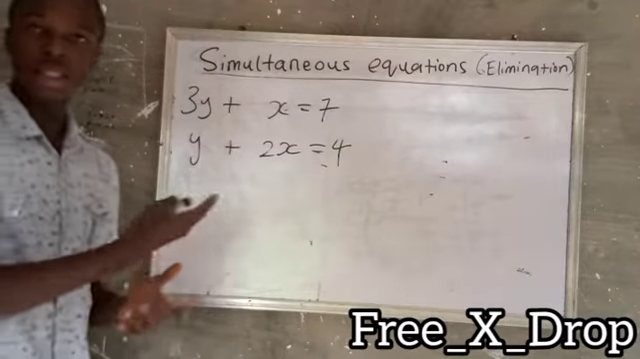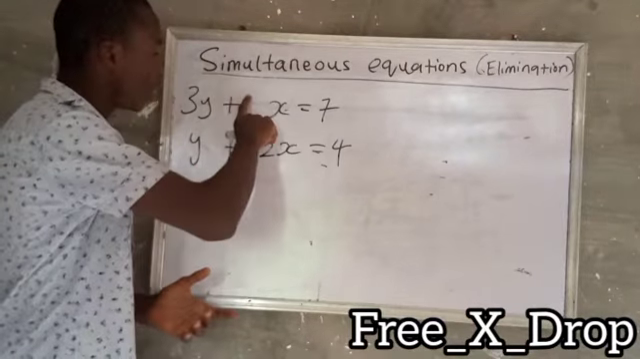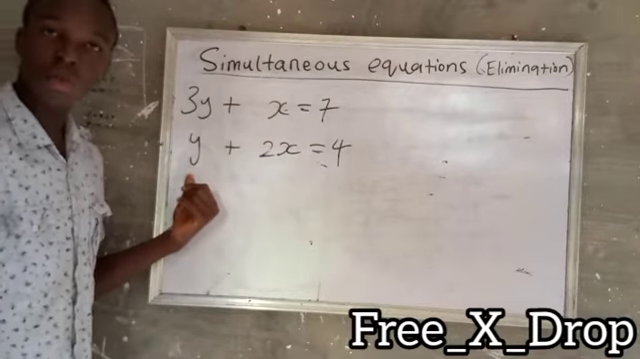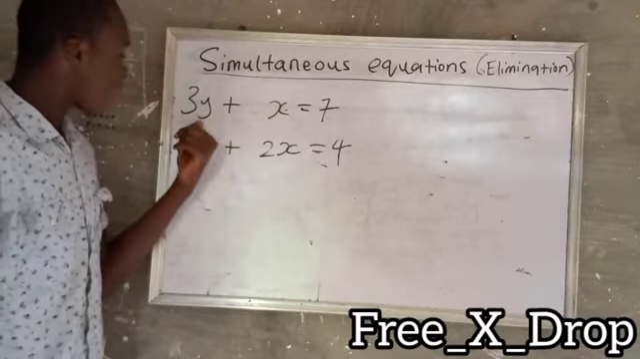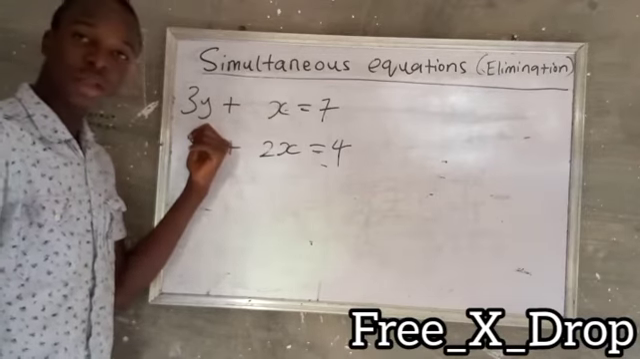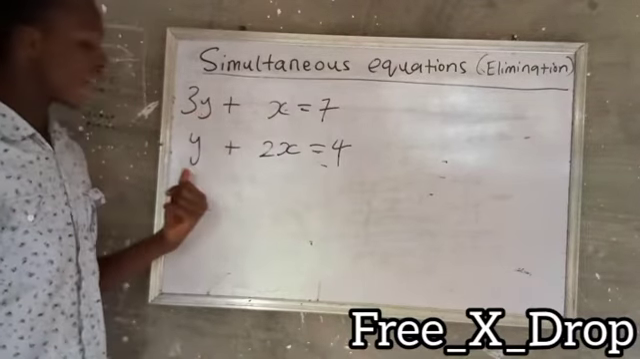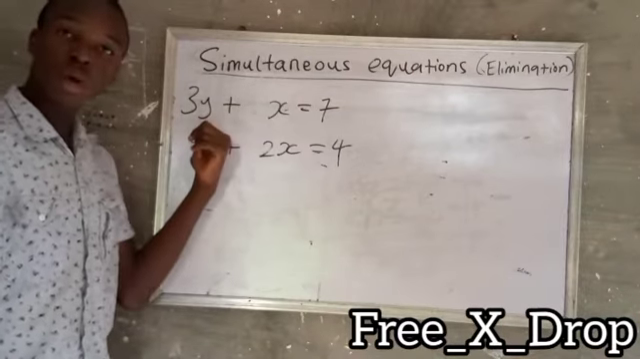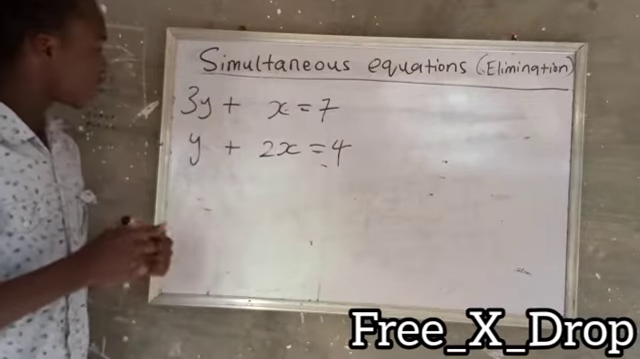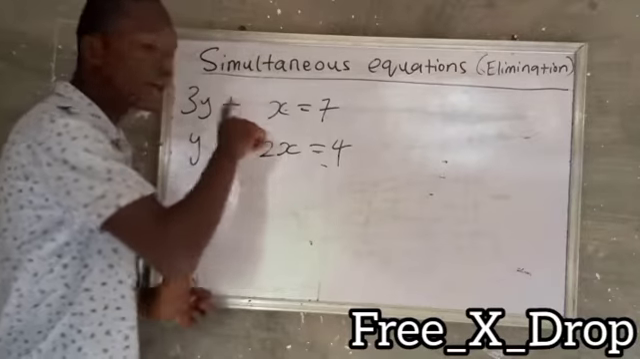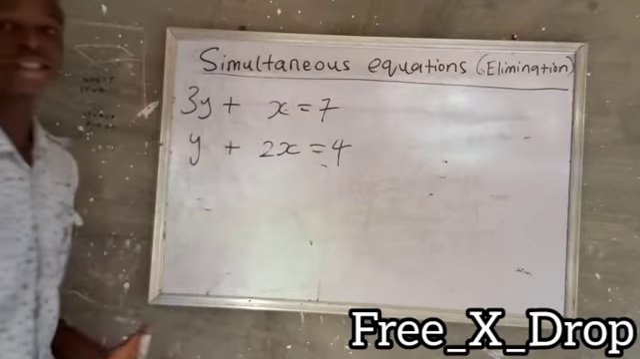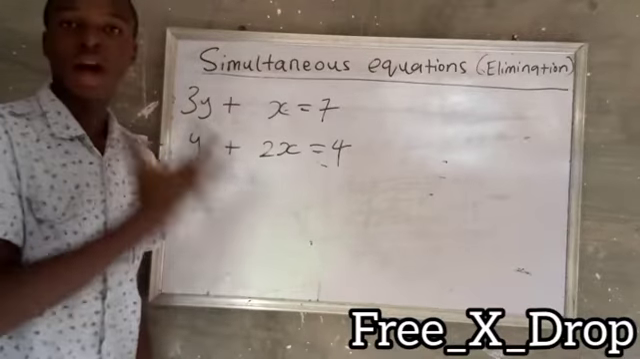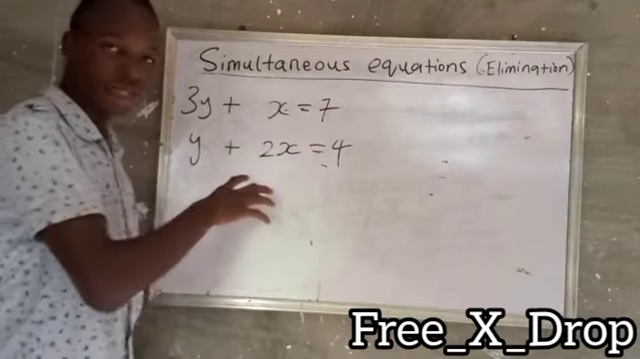Now you look at these equations. There's 3y here and there's just y here. y cannot cancel 3y. If 3y and y fight, y will be eliminated, leaving 2y behind. This is what I'm trying to say. How you eliminate is either by subtracting or by adding. Either you subtract or you add. That is how you eliminate.